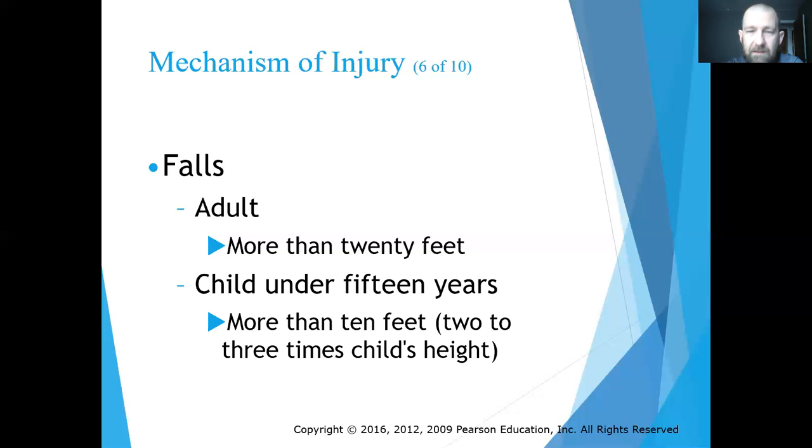Just imagine that. It's the height of a basketball rim. So you put a child up there and they fall off of it. That is a long ways for them to fall. So that's a lot of force being applied to their body. So for adults, anything 20 feet or greater, kids 10 feet or 2 to 3 times their height, these falls require trips to the trauma center.